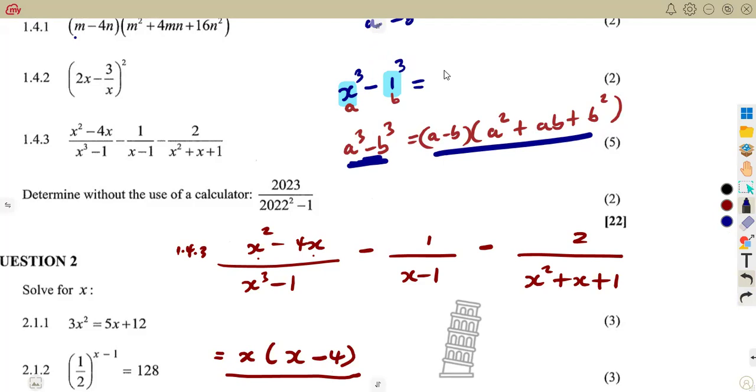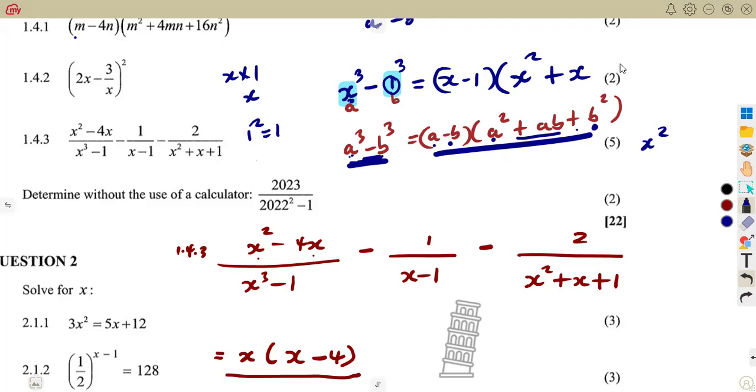So it's supposed to give us A minus B, which is x minus 1, into A squared. Our A, the first, is x, so that's x squared. Plus AB, A times B, so that's x times 1, which is x. And that's a plus. So that's plus x. Plus B squared, the last B, so it's 1 squared, which is 1. So it's plus 1.